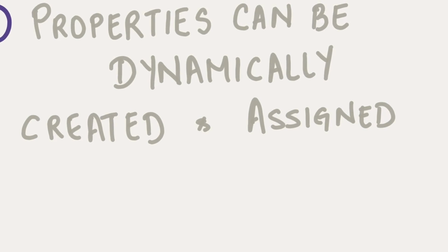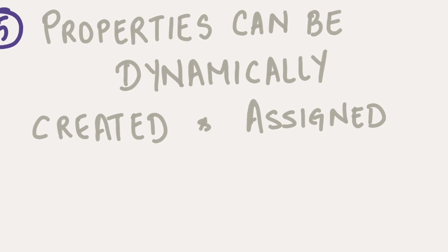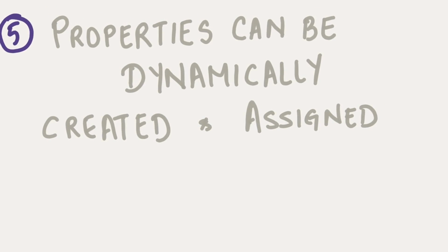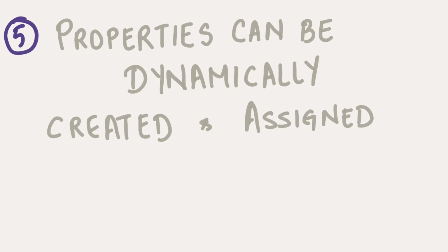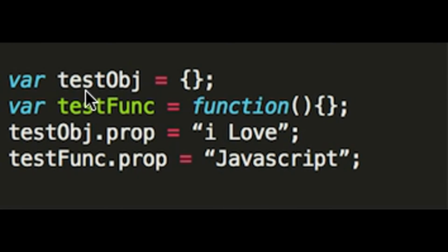For the last capability, we will look at how JavaScript functions can possess properties that can be dynamically created and assigned. Last example: let's create a new object called testObject, and we have a variable called testFunc, which has been assigned to an anonymous function. Our object is empty, so we can dynamically add a property called prop and give it a string value of I love to the object. This is pretty common. We've seen it done to objects.